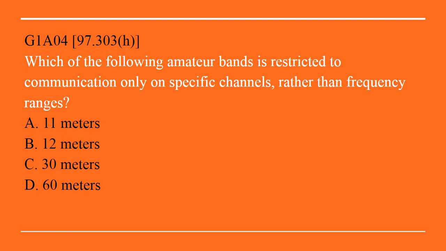G1A04. Which of the following amateur bands is restricted to communication only on specific channels rather than frequency ranges? A. 11 meters, B. 12 meters, C. 30 meters, or D. 60 meters. Correct answer here is D. 60 meters. 60 meters is channelized.